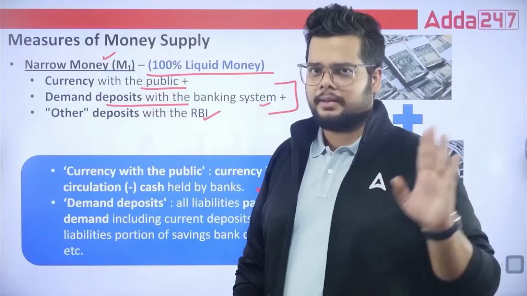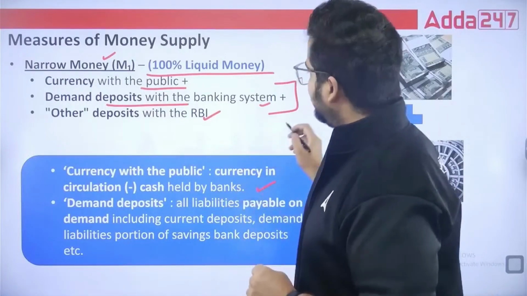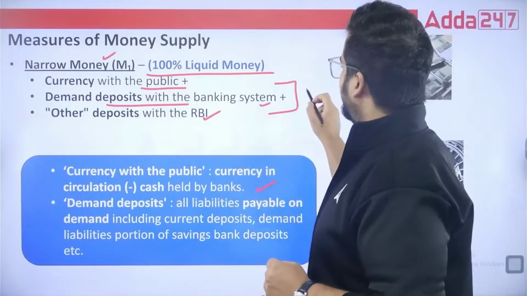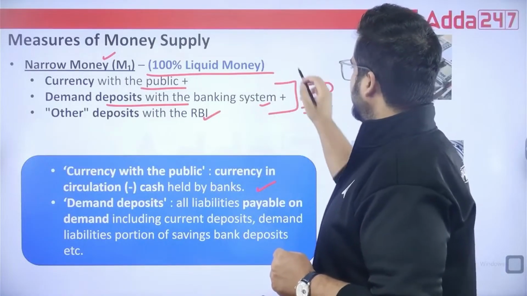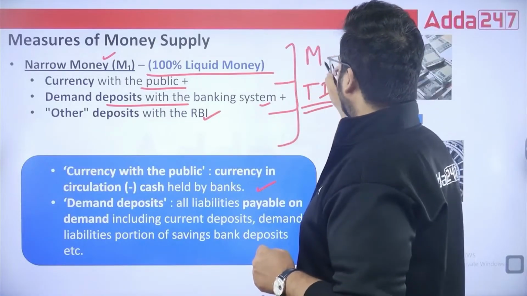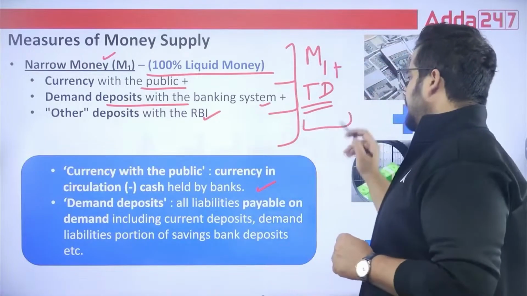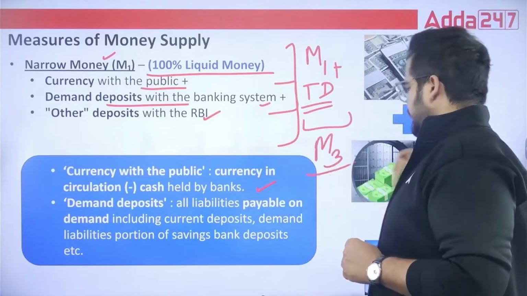Nothing else is the reason. What is broad money? Simply, you are adding the time deposits also in the M1. Okay, M1 plus time deposits, you will get the broad money, that is M3.